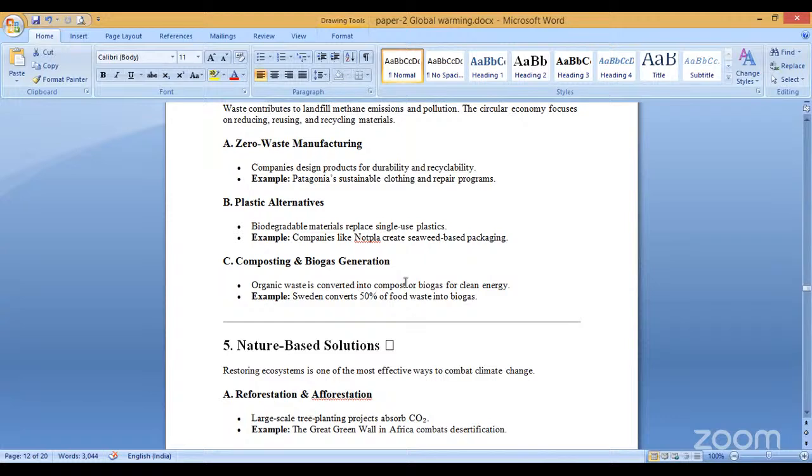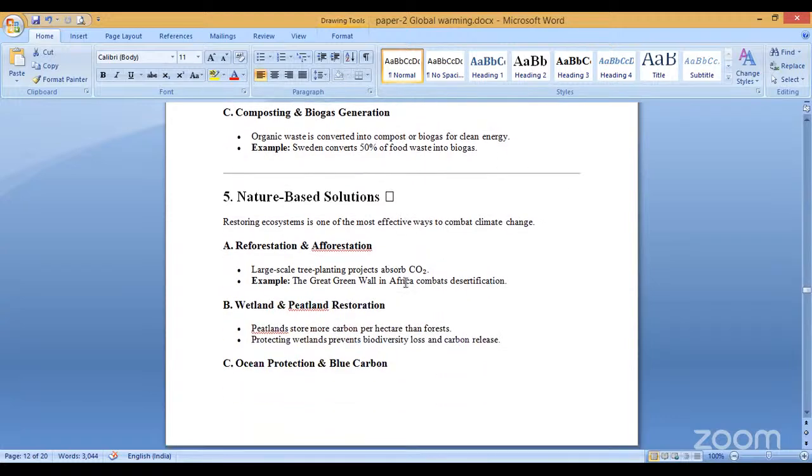Composting and biogas generation: organic waste is converted into compost and biogas for clean energy. Sweden converts 50% of food waste into biogas.